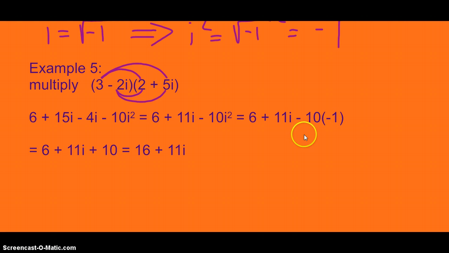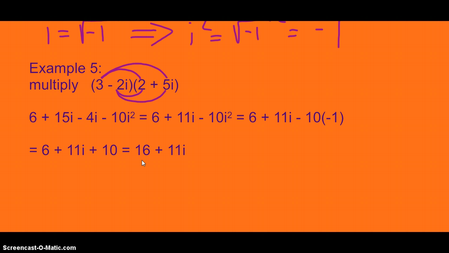So therefore, we end up with 6 plus 11i minus 10 times -1. And those two negatives, -10 times -1, cancel each other out to make a plus 10. And then I have 6 plus 10 are like terms, so I can put them together, giving 16 plus 11i.